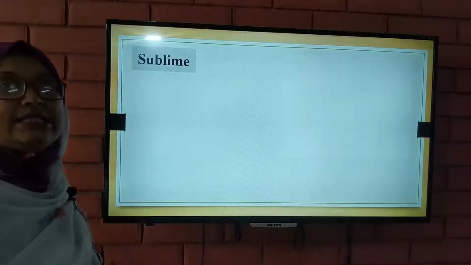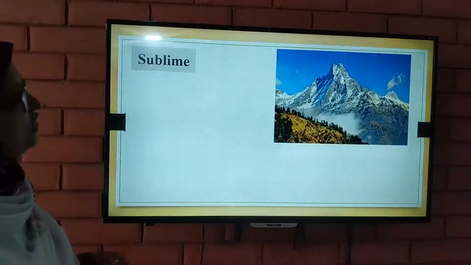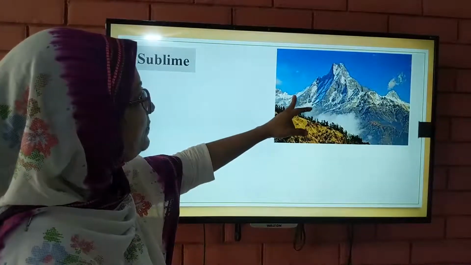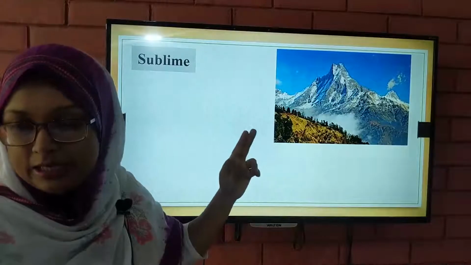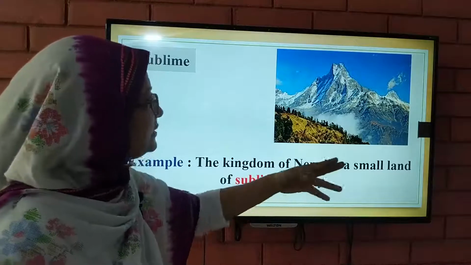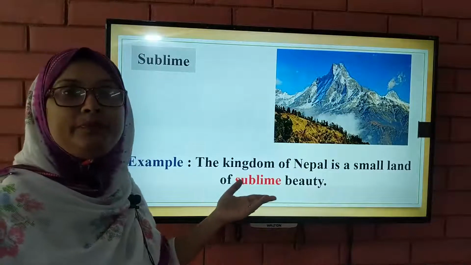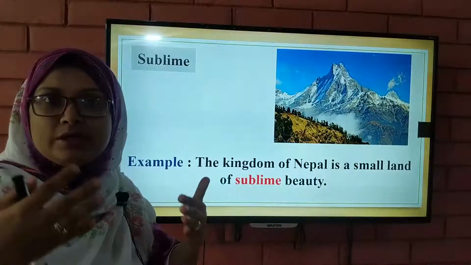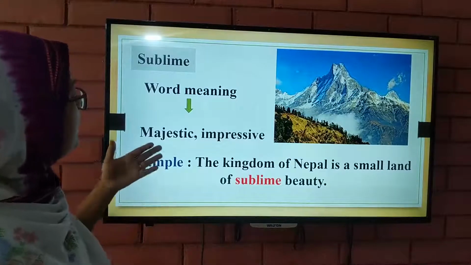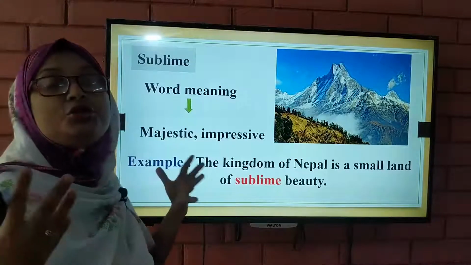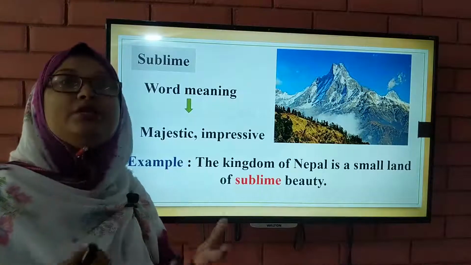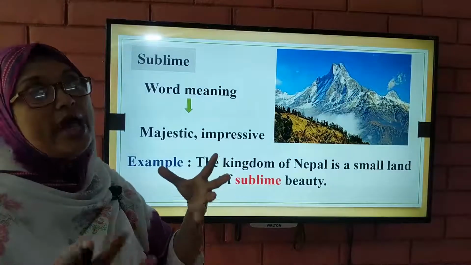The word is sublime. Now, look at the picture. This is a very sublime beauty. Can you relate this picture with the word? Now, look at this example. The kingdom of Nepal is a small land of sublime beauty. So, the beauty is sublime. Can you now get the idea of what the meaning of sublime could be? Let's see. The meaning is majestic, impressive. That means having some quality to attract somebody. That is impressive.